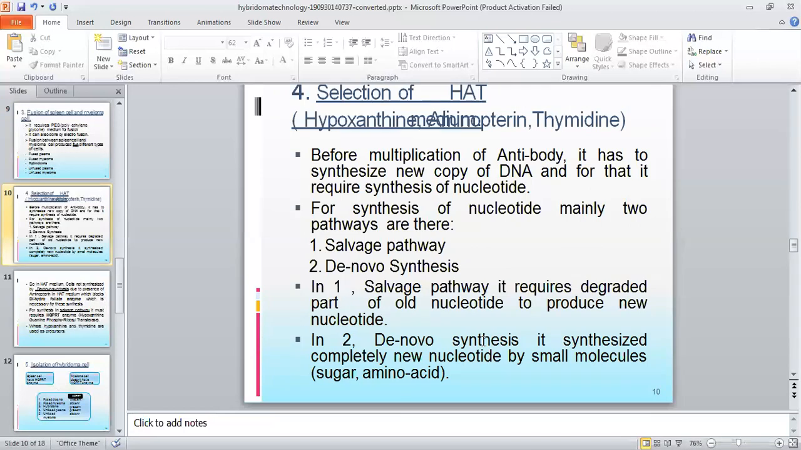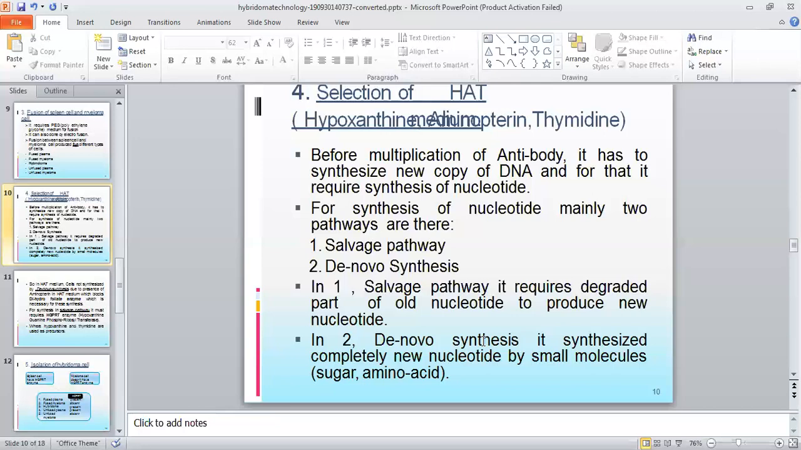When the cell multiplies or replicates, its DNA also replicates, and for the replication of DNA, two pathways are used by the cell. That is, one is salvage pathway and second one is de novo pathway. In salvage pathway, the old nucleotides are used to produce the new nucleotides. Both the pathways are used for the synthesis of nucleotides, meaning adenine, A, T, C, G. These are used for the synthesis of this DNA nucleotides.